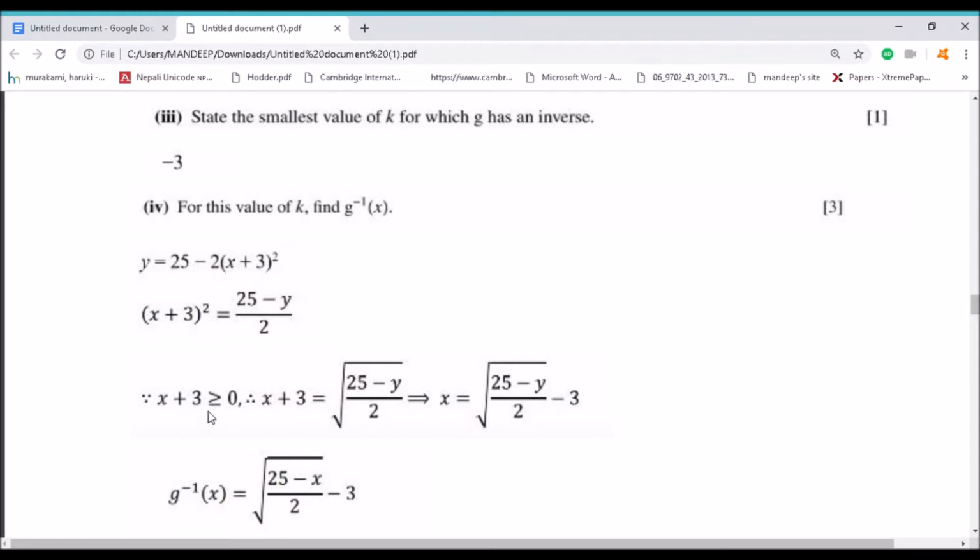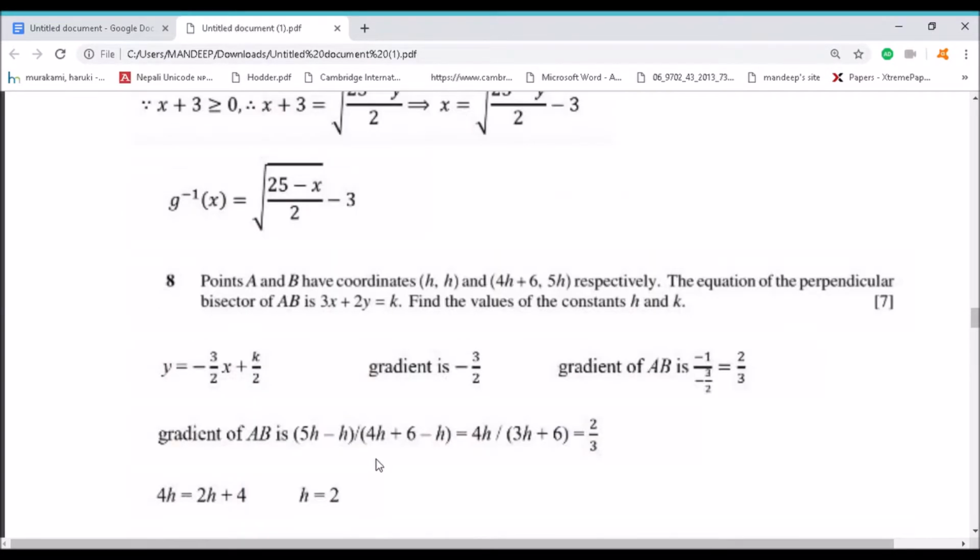So x plus 3 is going to be root of (25 minus y) divided by 2. So x equals root under (25 minus y) divided by 2, minus 3. So g inverse x is going to be root of (25 minus x) divided by 2, minus 3. We just did this to remove the negative. So our answer will be g inverse x equals root under (25 minus x) divided by 2, minus 3.